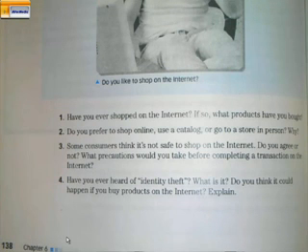Have you ever heard of identity theft? Yes, identity theft is when someone is trying to become you. He steals your name, he steals your credit card, your information, and then goes to other websites, trying to buy things or trying to talk or speak in your name. This is identity theft, when someone is trying to become you, to steal your identity, your name, your information, and then go to other websites, go to other people and speak in your name. What is it? Do you think it could happen if you buy products on the internet? Yes.